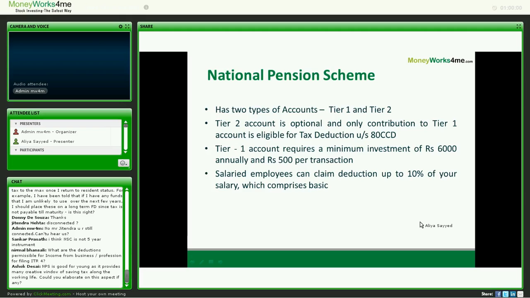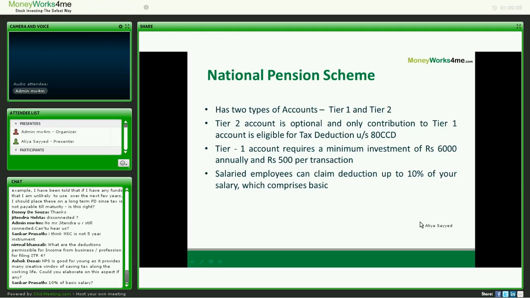The caveat in Tier 1 is, like I told you, you can withdraw a maximum of 60% at maturity, and you have to compulsorily buy an annuity for a minimum of 40% of it. That is one of the disadvantages of NPS. But for those of you who will anyway buy insurance and are sure that you will end up buying an annuity later on, which is a great plan, you can definitely look at investing in NPS.